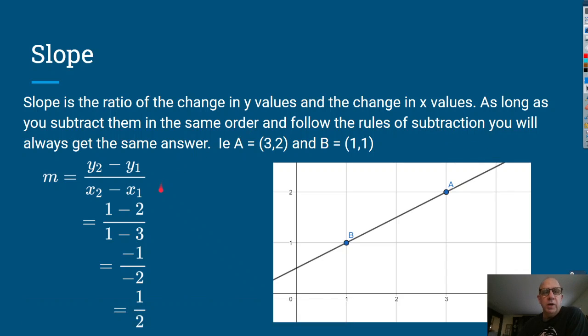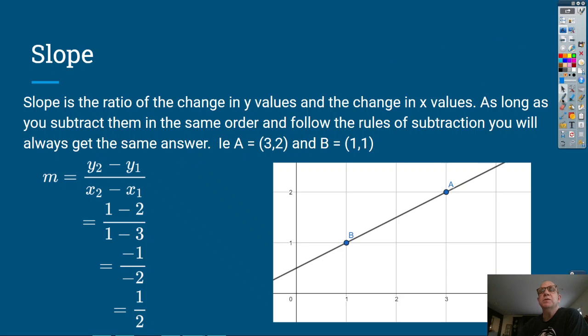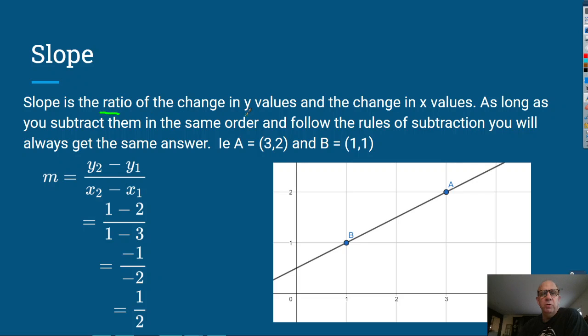Let's start with our slope equation. And like I said, this is a really big thing, so pay close attention to what's going on here. So first of all, slope is the ratio of change in y values and the change in x values, right? So how do you find change in something? Well, that's finding the difference between two things, and that is subtraction.